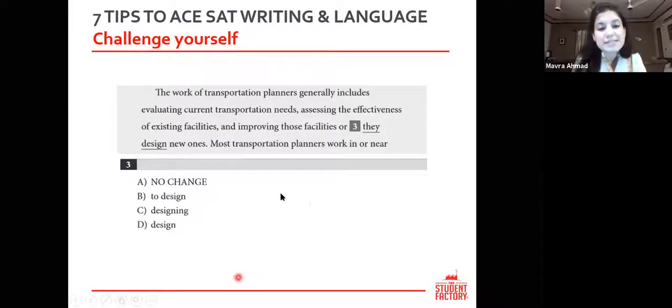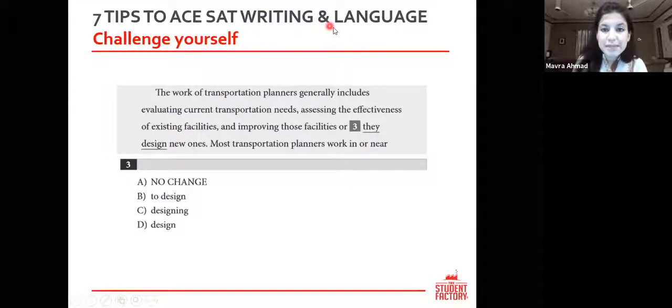Okay, so this is a question based on parallelism. Number 3. I will read the sentence from the beginning. The work of transportation planners generally includes evaluating current transportation needs, assessing the effectiveness of existing facilities and improving those facilities, or they design new ones.